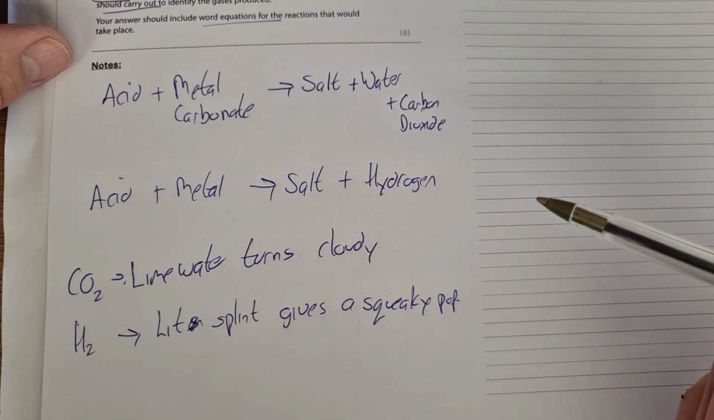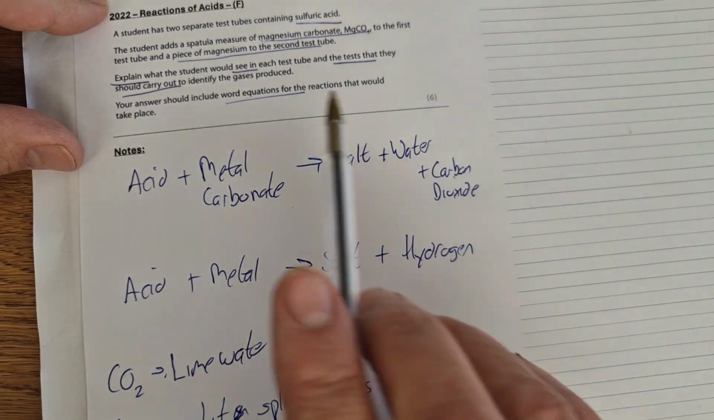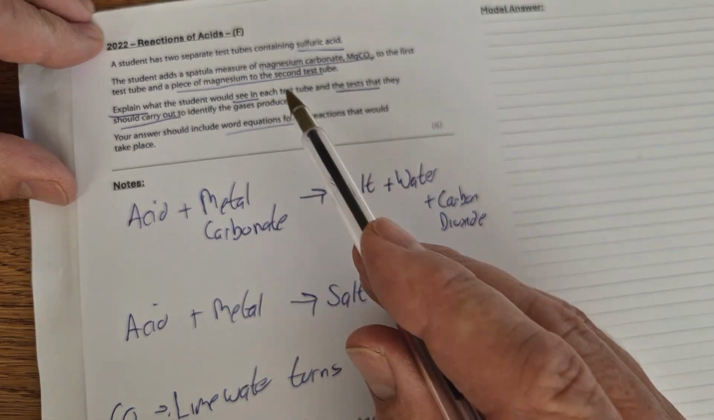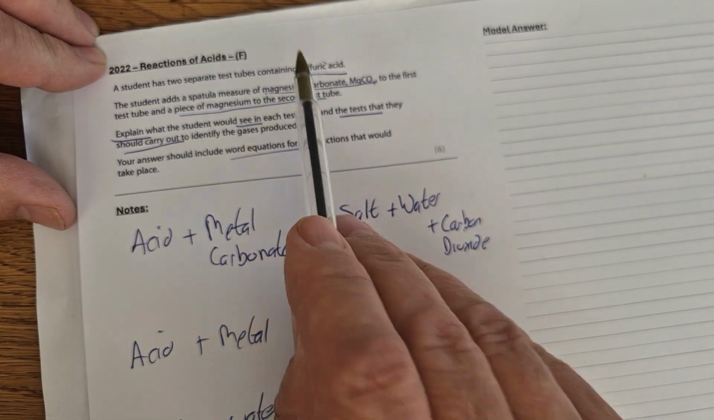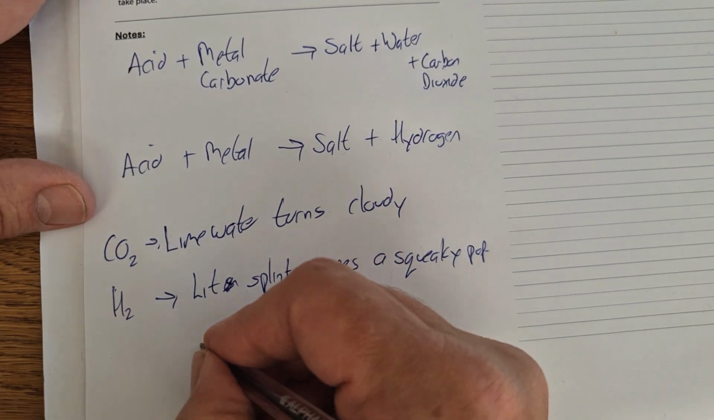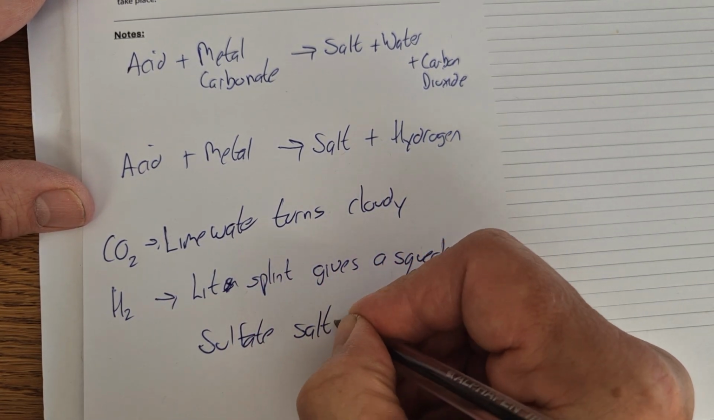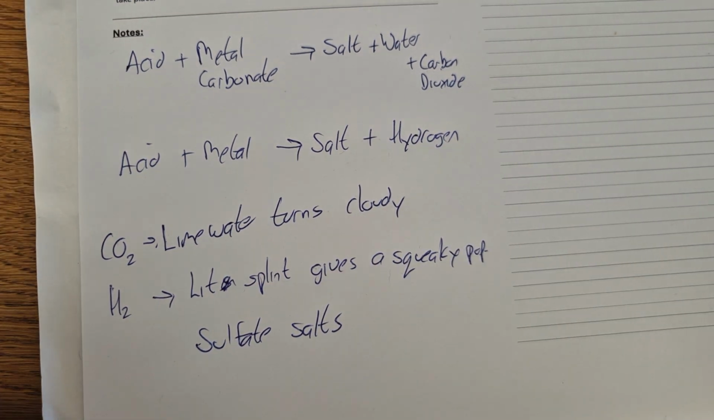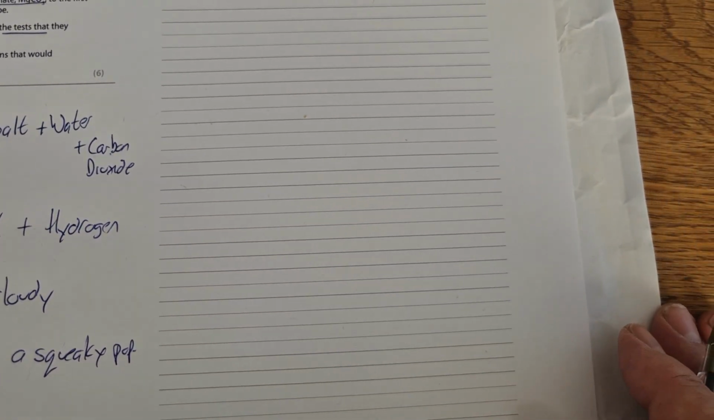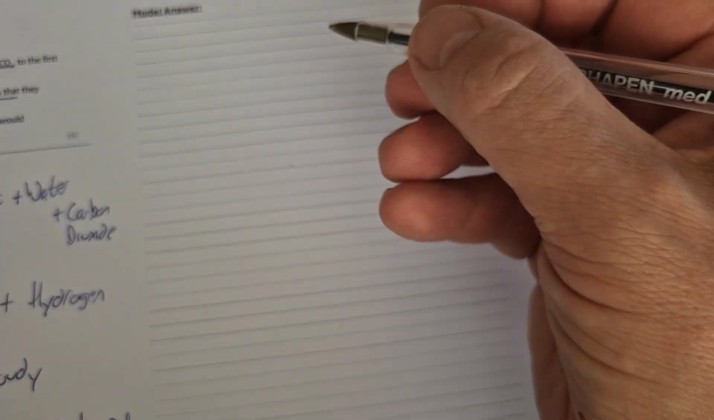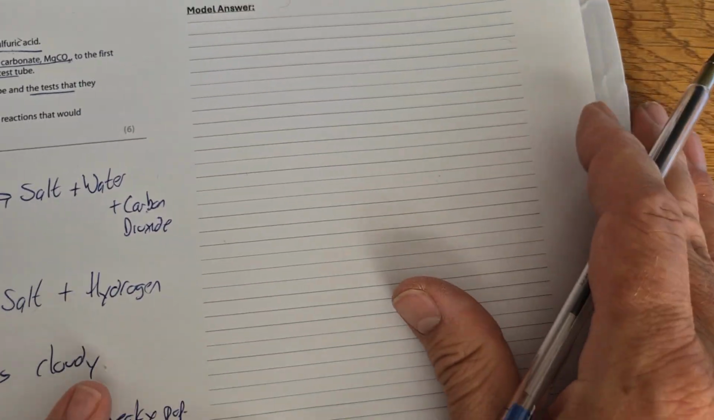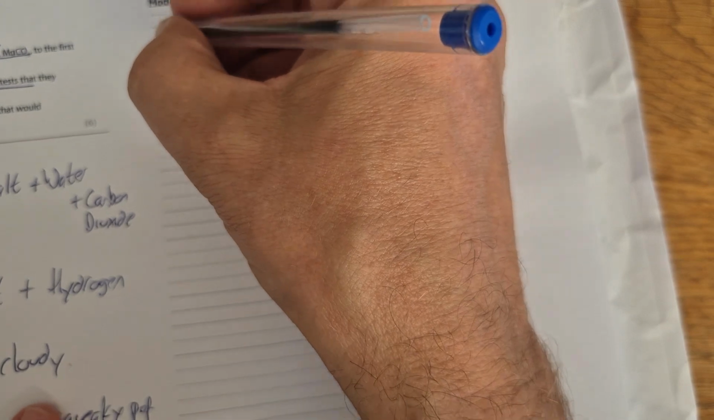And then I think the final thing to say here is that with both of these, because we're using sulfuric acid, we're going to get sulfate salts. Okay, now we're ready to have a go at our question. So let's start at the beginning.